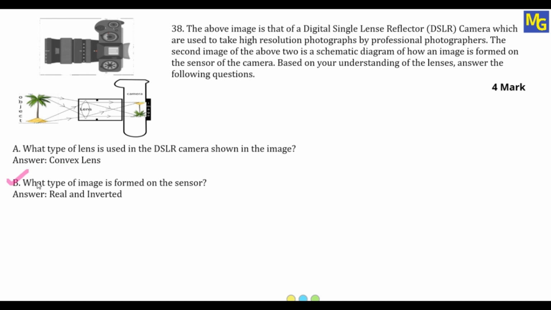Second question, that is B. What type of image is formed on the sensor? As I told you, the image is on the other side of the lens, therefore it is real. And if it is real, it will be inverted. Therefore the nature of the image is real and inverted. These are the two questions from this. Now the remaining question we will solve on the next page.